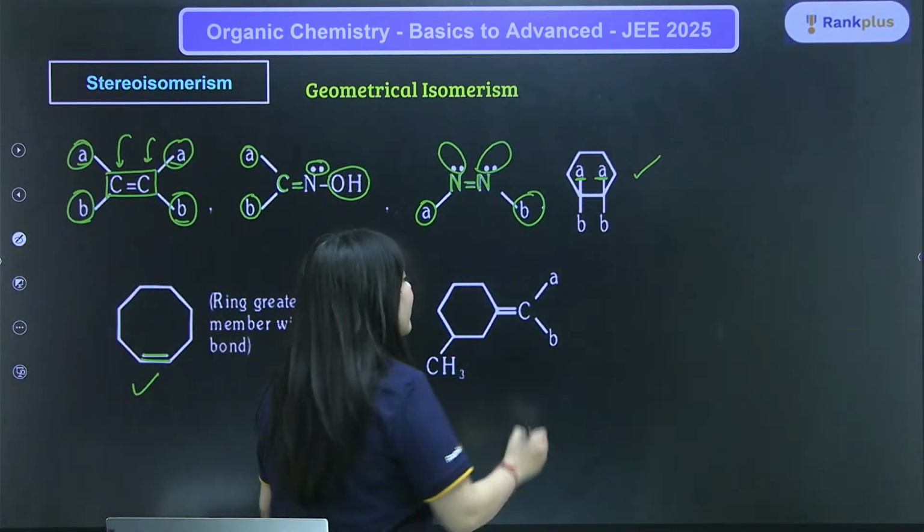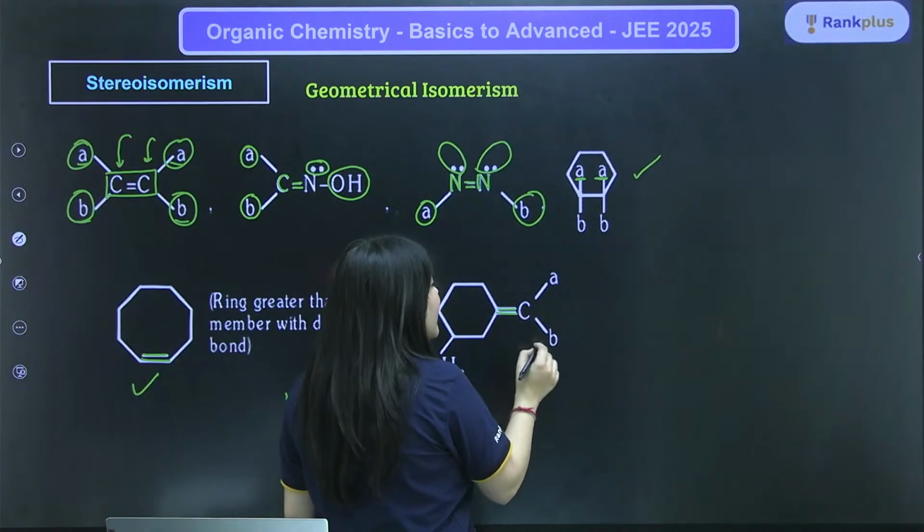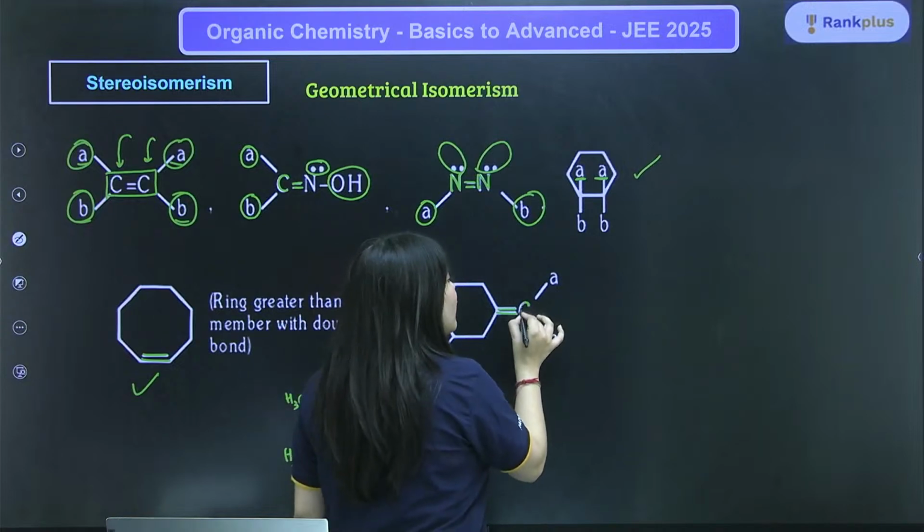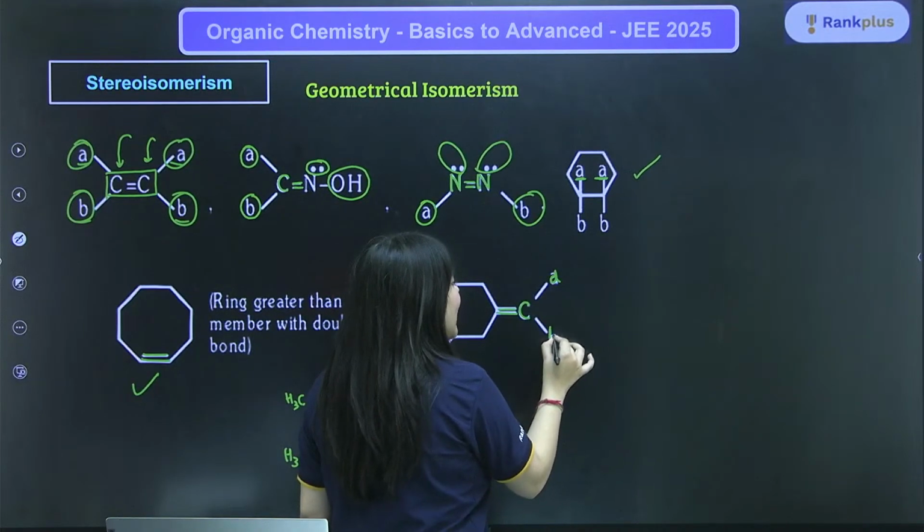Once again, look at over here. There is a double bond over here. To this double bond, what has happened? This is a very, very good example. Look at this carbon over here. It has two different groups attached, A and B.